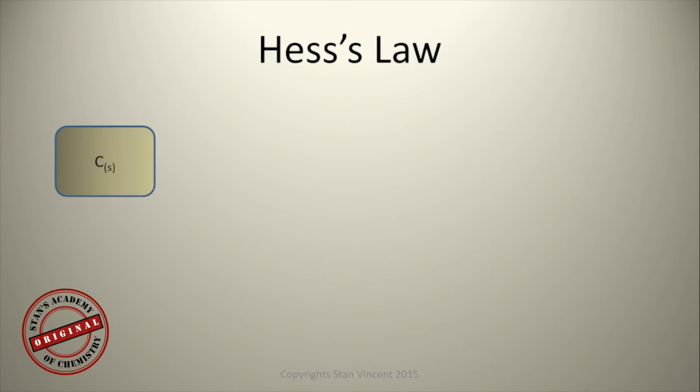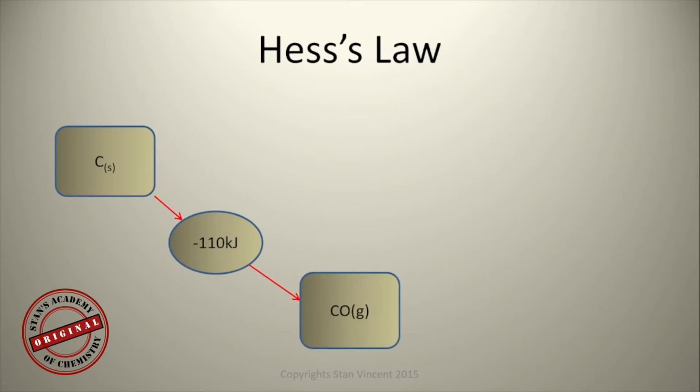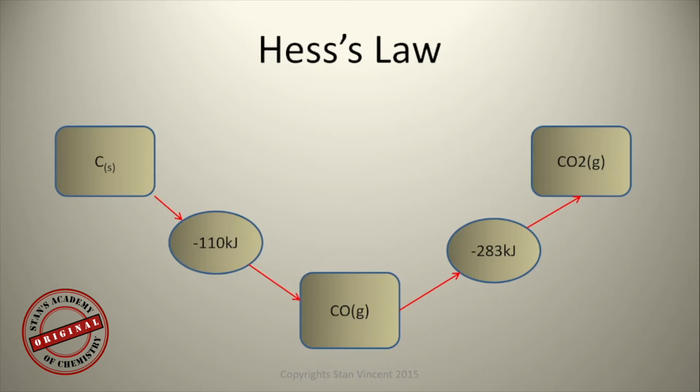So here is an example to illustrate Hess's law. I have carbon here in the solid state. When I say carbon in the solid state, it is graphite. It is going to react with oxygen to produce carbon monoxide, and the enthalpy change associated with the formation of 1 mole of carbon monoxide is minus 110 kilojoules. Now, you can take carbon monoxide and oxidize it into carbon dioxide. The energy change associated with that is minus 283 kilojoules.